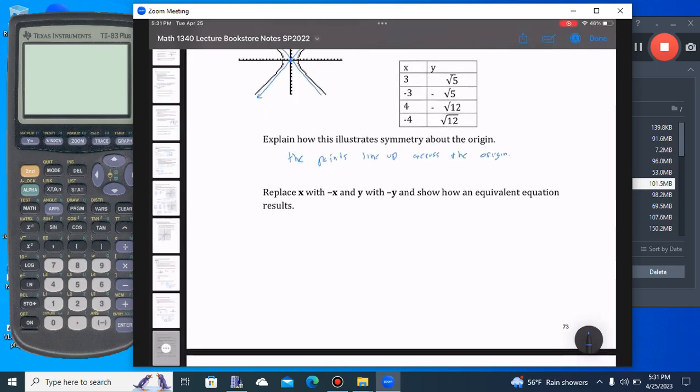The test for this is very similar. Take the original. X squared equals y squared plus 4.